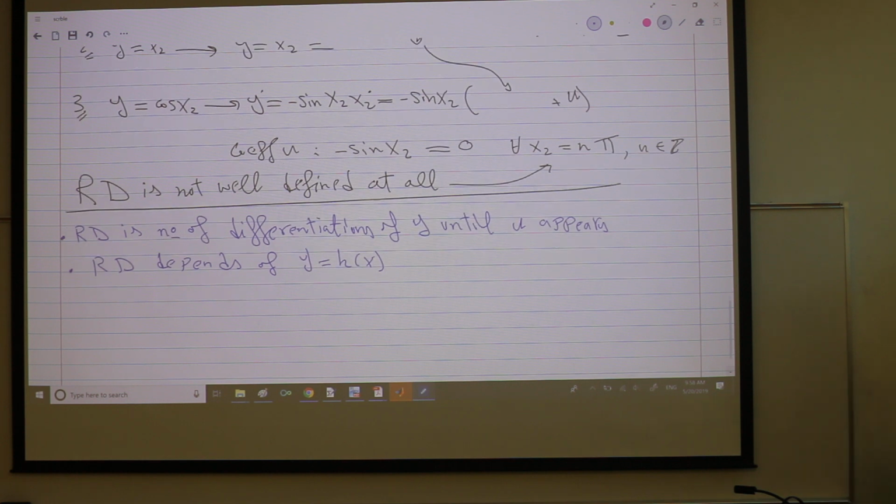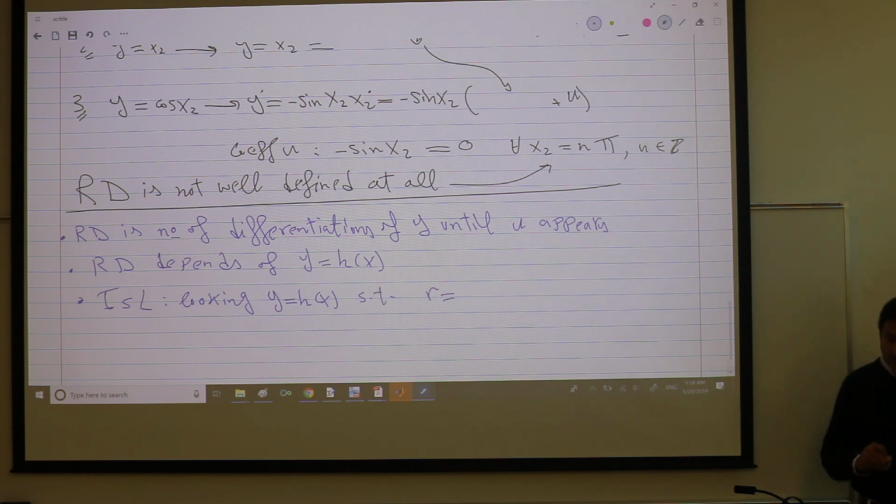In this sense, the input-state linearization, if you want to linearize the entire system, is as if you're looking for some output function such that the relative degree is what? N, very good.